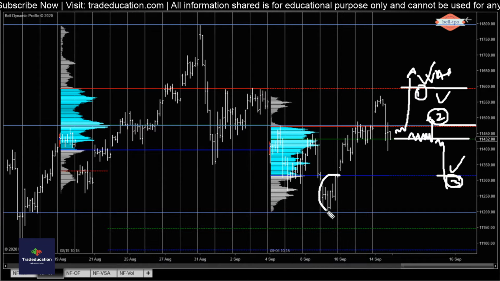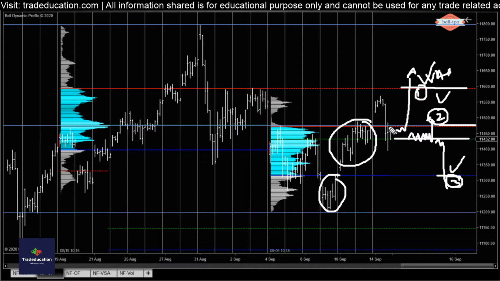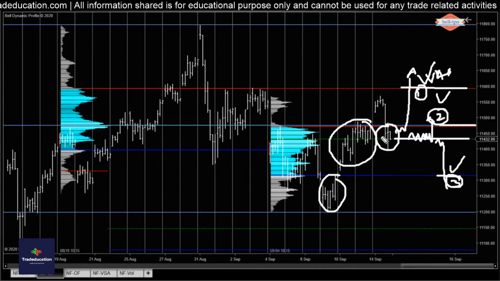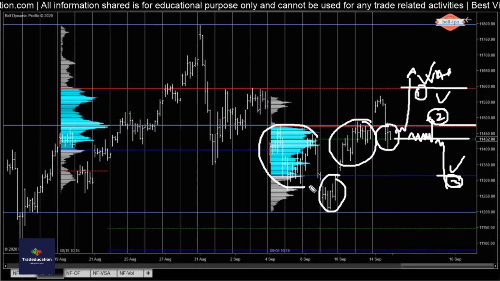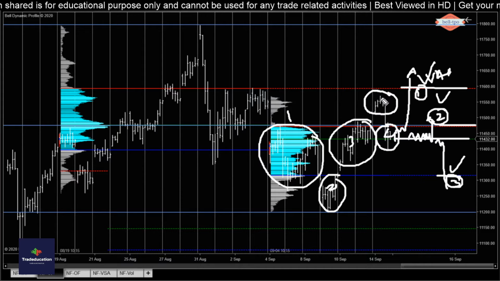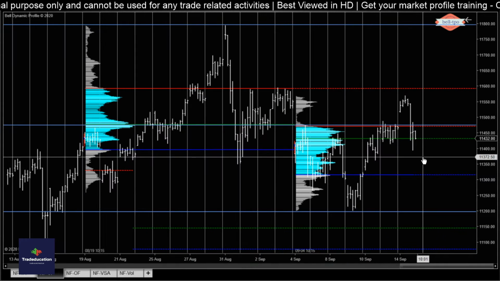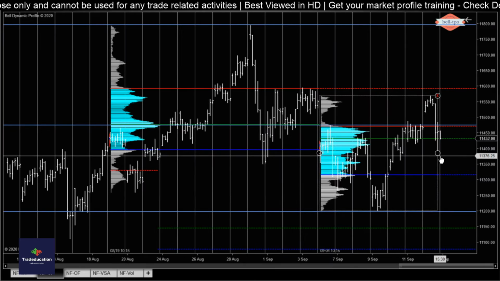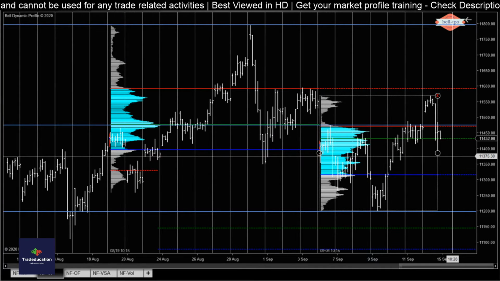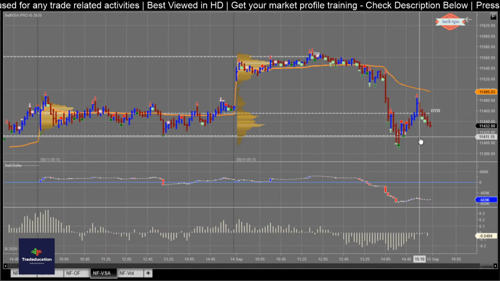And if you see here, we have got one balance, one more balance here, and one more balance here. Plus this entire thing is one more balance. So 1, 2, 3, 4, and we've got one more balance here, 5. A lot of balances are getting formed, indicating a further change in the auction, or a further change in the market.